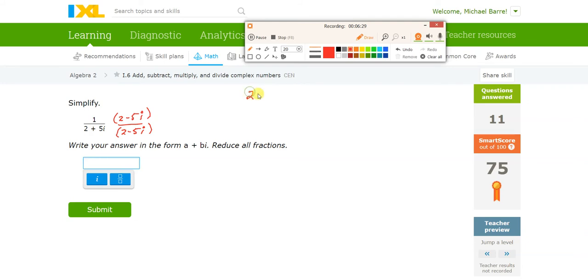So on top, I'm going to have 2 minus 5i. And on the bottom, I have 2 times 2, which is 4. The middle terms are going to cancel out. And then I'm left with negative 25 times i squared, or negative 25 times negative 1, which is a positive 25. So 2 minus 5i over 29. IXL is going to want me to split it up.